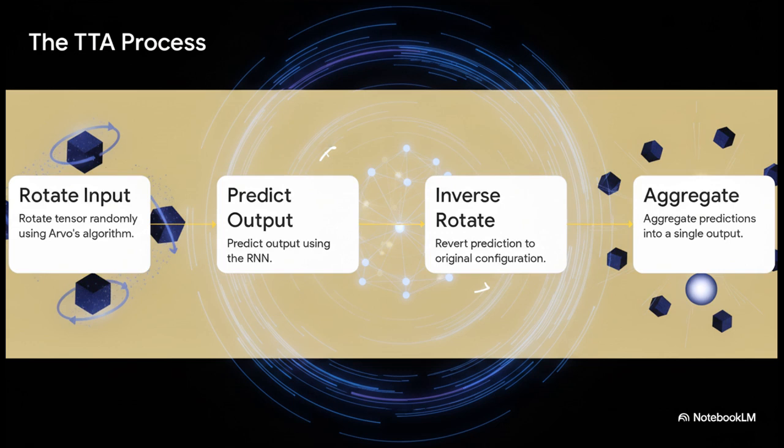By generating multiple predictions from these different spatial perspectives and averaging them out, the algorithm basically smooths out the anomalies. You're left with a robust, noise-free final stress path.